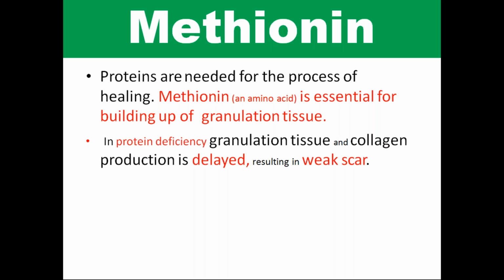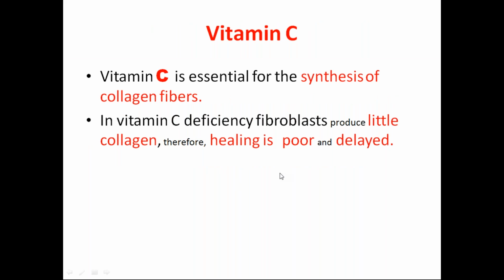Proteins are needed for the process of healing. Methionine, an amino acid, is essential for building up of granulation tissue. In protein deficiency, granulation tissue and collagen production is delayed, resulting in a weak scar. Vitamin C is essential for the synthesis of collagen fibers. In vitamin C deficiency, fibroblasts produce little collagen, therefore healing is poor and delayed.